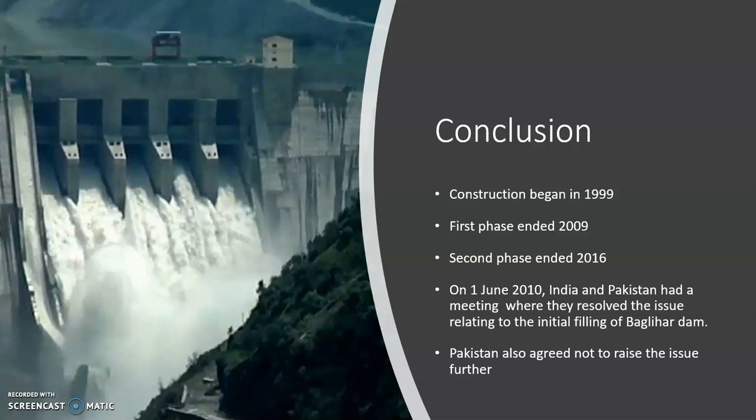On June 1st, 2010, India and Pakistan had a meeting of the Permanent Indus Commission where they resolved the issue relating to the initial filling of the Baglihar Dam. The two sides discussed the issue at length without any prejudice to each other's stand. Indian and Pakistani teams resolved the issue relating to the final filling of Baglihar Dam after discussions. Pakistan also agreed not to raise the issue further.